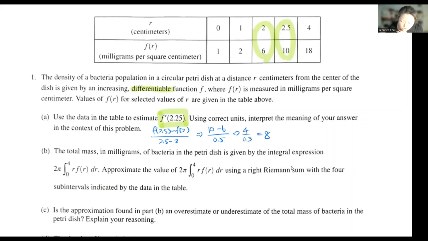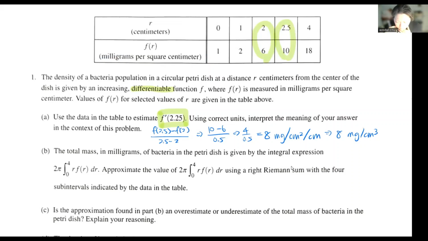8 what? This is your y value over your x value, so it will be milligrams per square centimeter per centimeter. Or you can say it's 8 milligrams per centimeter cubed. So this is a rate of a rate, right? So lots of rates here.